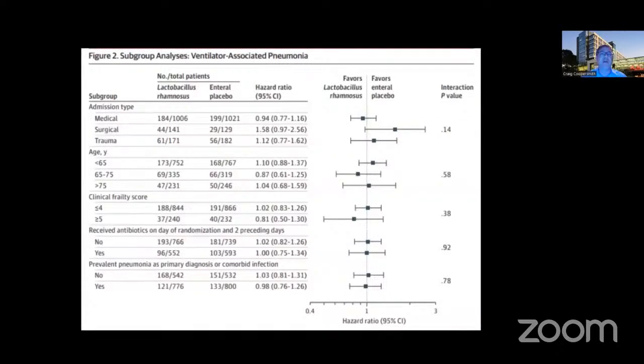And for those who like to see visually what the results of the study are, you'll see that there was no difference between lactobacillus and placebo in medical or surgical or trauma patients, in younger or older patients, in patients who are frail or not frail, in patients who received antibiotics or did not receive antibiotics, and in patients who pneumonia was the primary diagnosis or not. But importantly, there was actually an increase in adverse effects in the group that got lactobacillus. You see 1% versus 0.1%, and serious adverse effects, again, being very low, but only being present in the lactobacillus group.